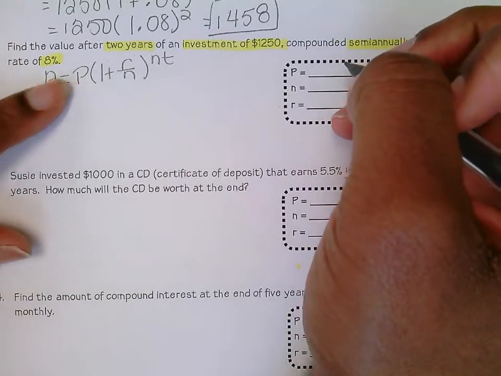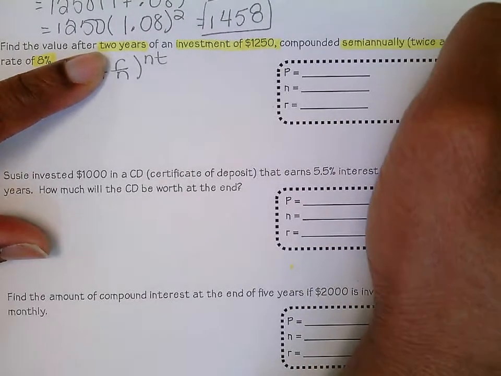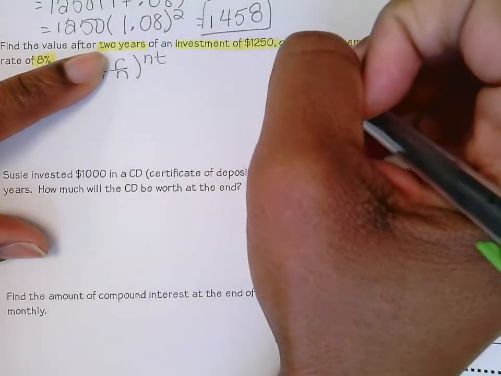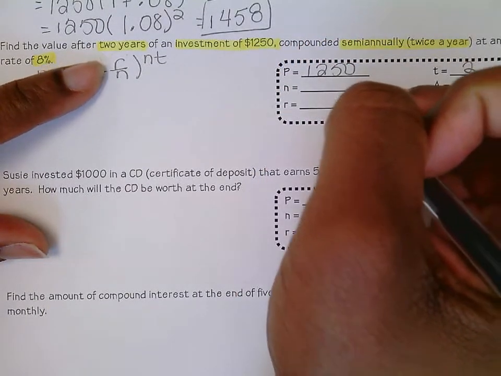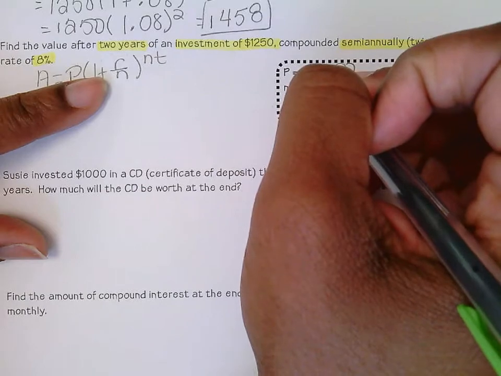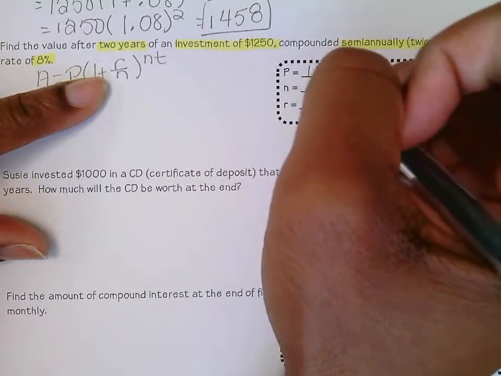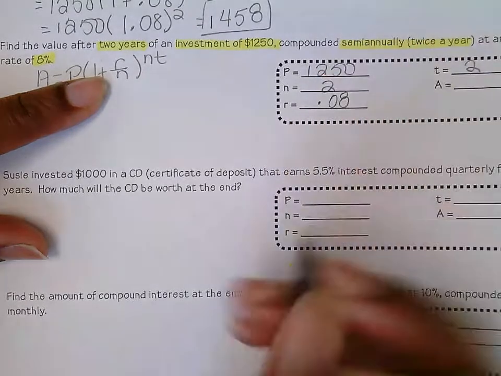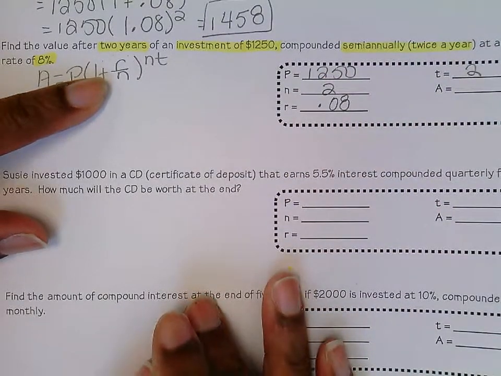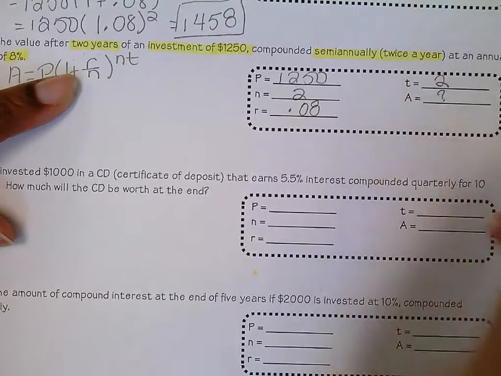So you have your 2 years, that's your time. You're investing $1,250, that's the principal amount. The number of times compounded is now going to change, that's going to be 2. And your rate is still 0.08 or 8%. And we want to know what would be the final amount.